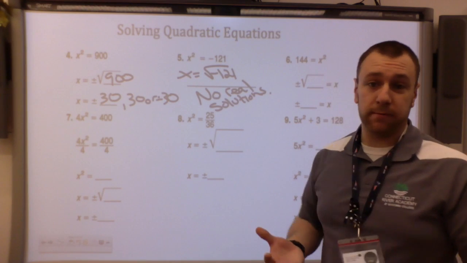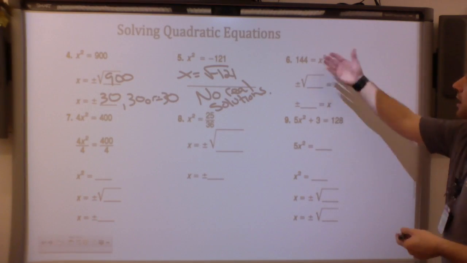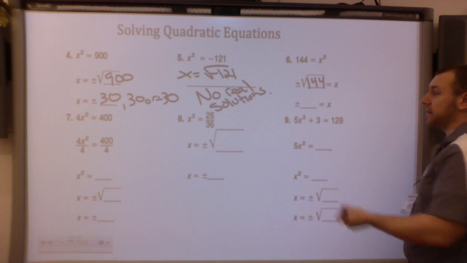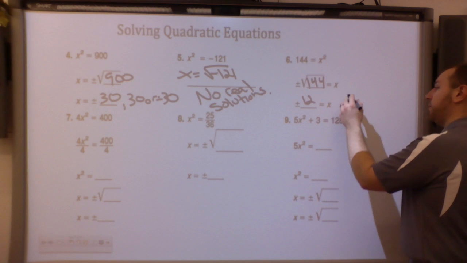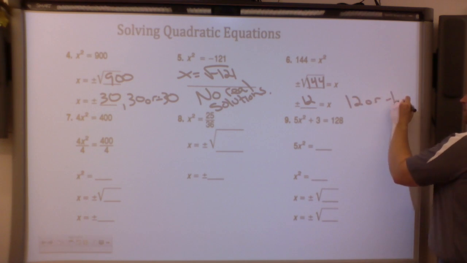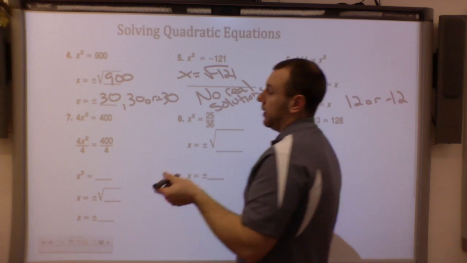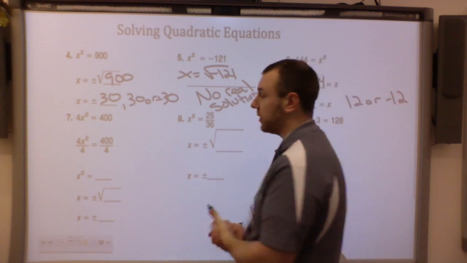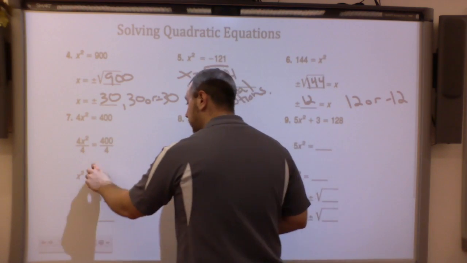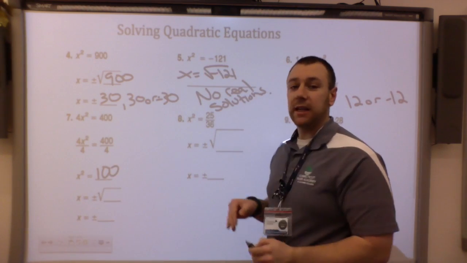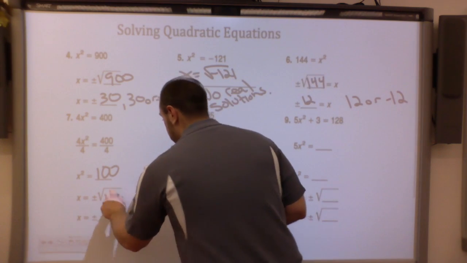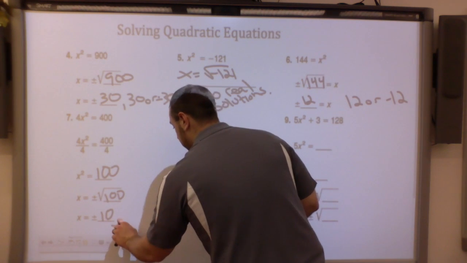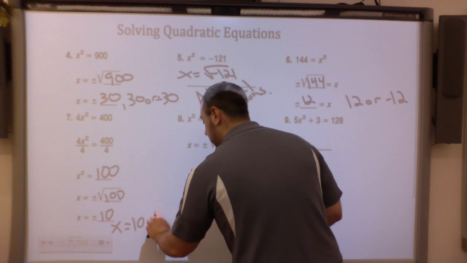Okay? We can't do it. So, again, here I'm taking the square root of 144, which is positive. So it's a positive 12, so it's 12 or negative 12. And here for 7, again, I'm always isolating the variable first. So I have to divide by 4 first. So I get 100. Then I take the square root of both sides. Square root of 100, which is 10. So my answer is x equals 10 and negative 10.